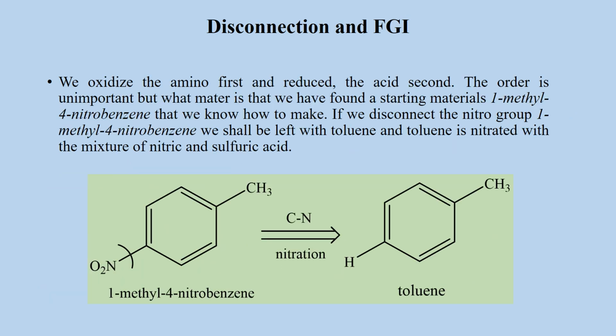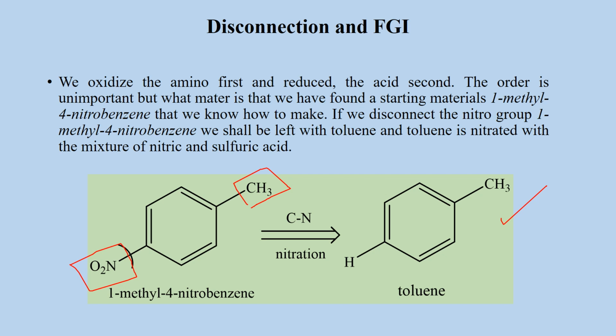Then which is to be disconnected? Here we disconnect nitro so that toluene is obtained. Here one group, which is methyl, is an ortho-para-directing group, and the second group is the nitro group, which is a meta-directing group. And both of these are present para to each other. Therefore, we have to disconnect the meta-directing group so that we have an ortho-para-directing group on the aromatic compound.